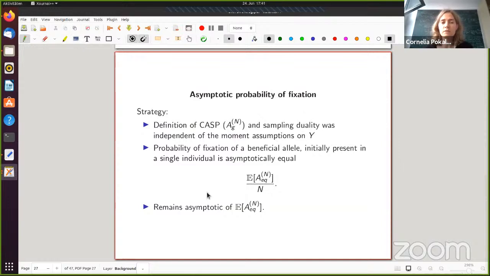And we can use this because the definition of this backward ancestral selection process was independent of the assumptions on the weights. And also the sampling duality did not use any assumption on the weights. This only came in when we wanted to show the Haldane asymptotics. So the sampling duality holds, and the sampling duality tells us that when the beneficial allele is initially present only in a single individual, then this probability of fixation is equal to the expectation of the equilibrium ancestral selection graph divided by n. So it again remains to find the asymptotics of this expectation of the equilibrium ancestral selection graph.